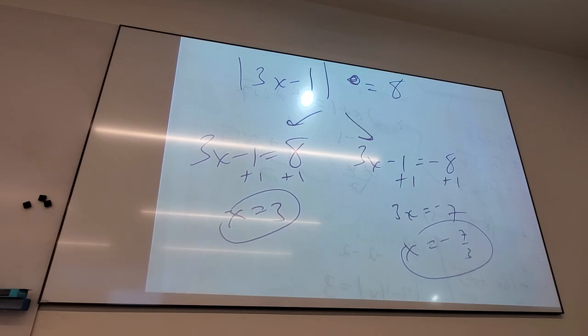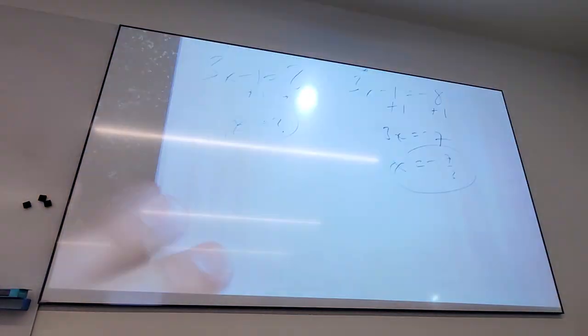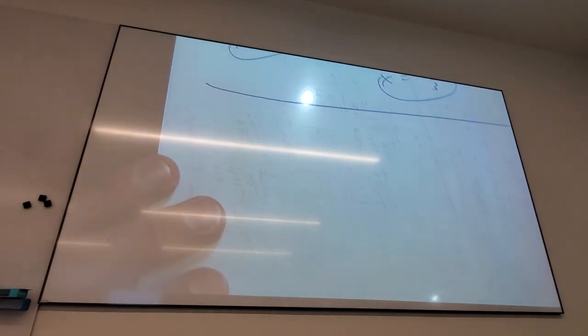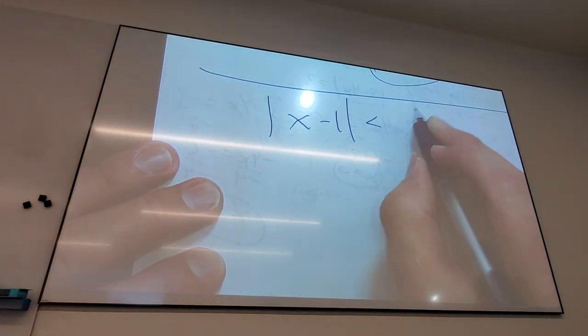Alright. And you're all like, that's nice, Jeff. But the problem on this side is it's got an inequality. Oh, okay, let's talk about that. Let's just look at this. Yeah, I like it.